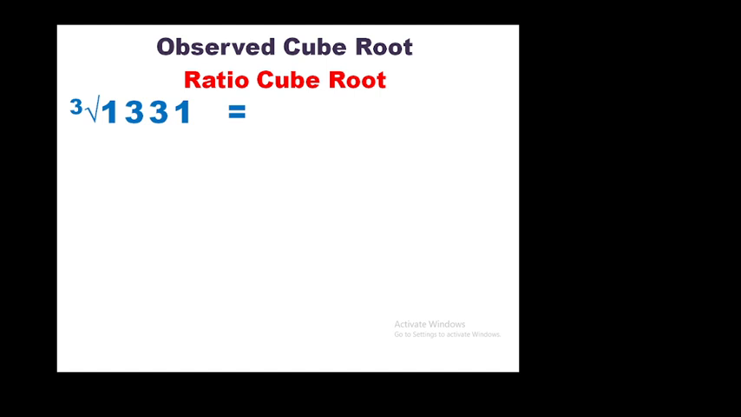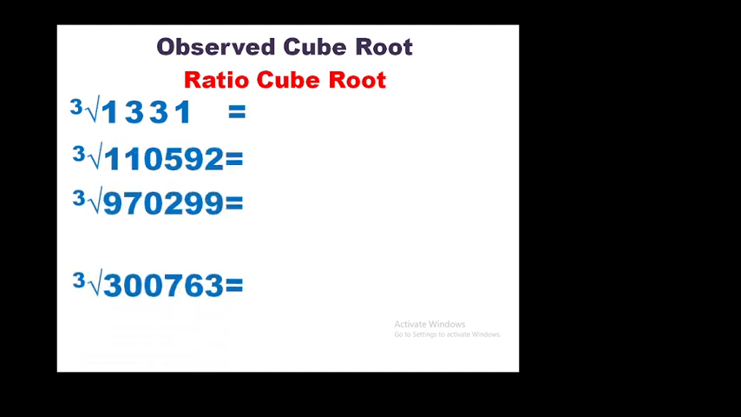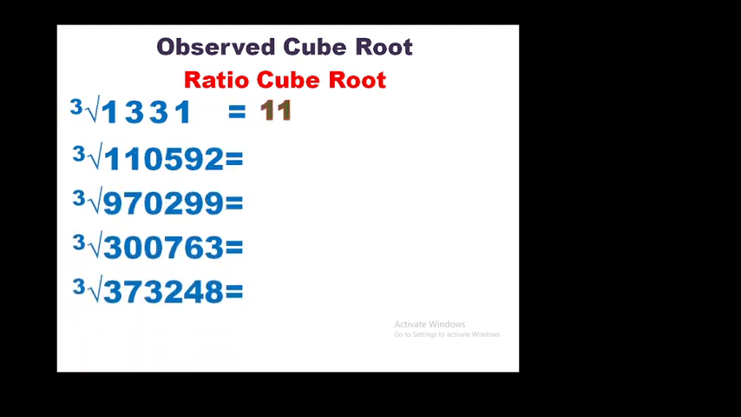First part is 1. Second part also 1. Answer is 11. Next one? No, 5 cube is 125. No, 50 should not come. It is less than 5 cube, so it is 4. 4 and ending 2 means 8. So what is your answer? Yes, 48. Next one. 970 is 9. 9 cube is 729. Ending 9 is 9. So 99 is the answer.